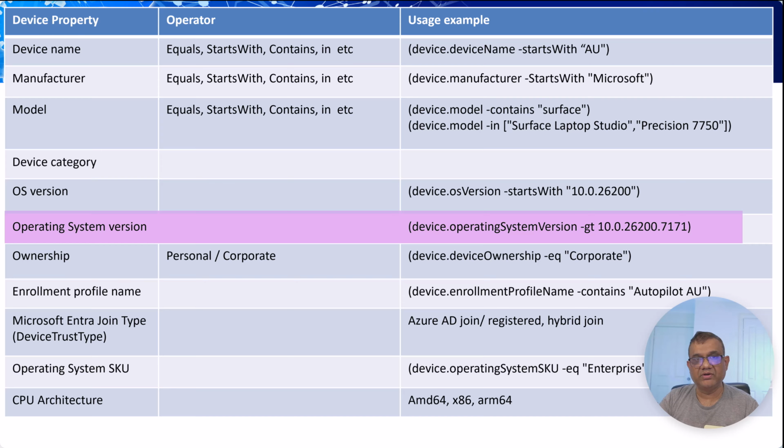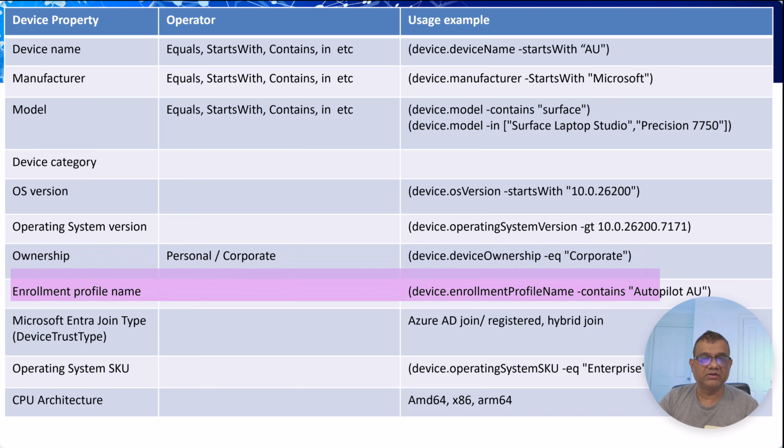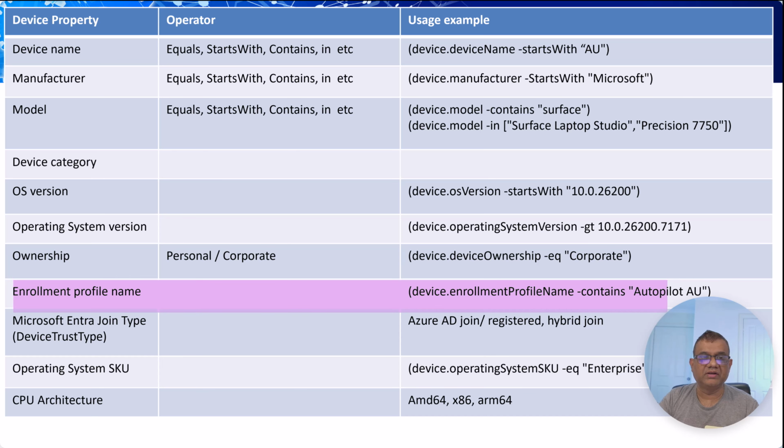So if I wanted to deploy an application or policy if a device has a specific patch, then this could be a good logic. Another filter is the ownership, if device ownership is corporate versus personal. Enrollment profile name, based upon your Autopilot profile, also you can create the filter. Similarly for Microsoft Entra join device trust type, we have option. We can use Azure AD join, registered, hybrid join. So these kind of options are also available.